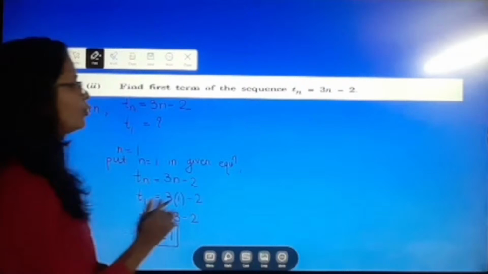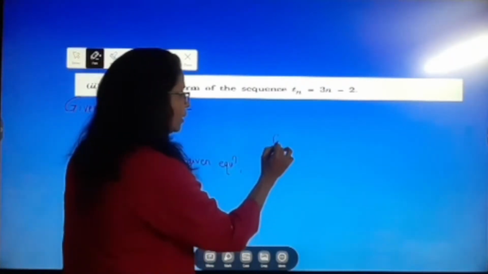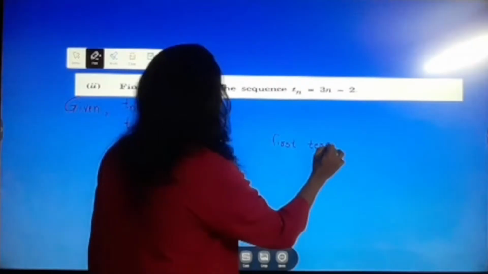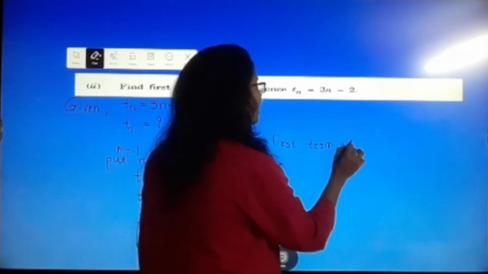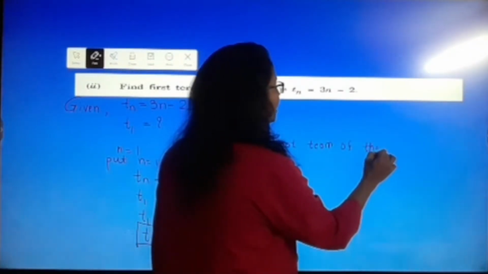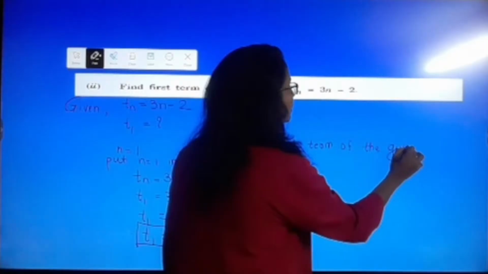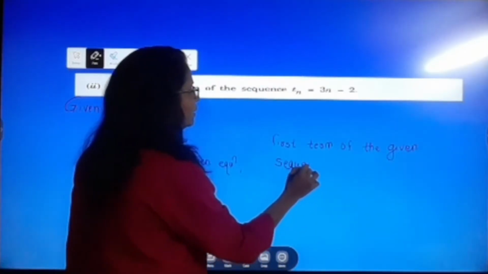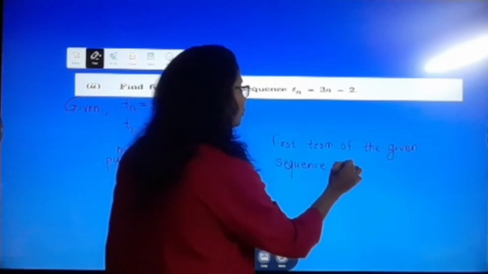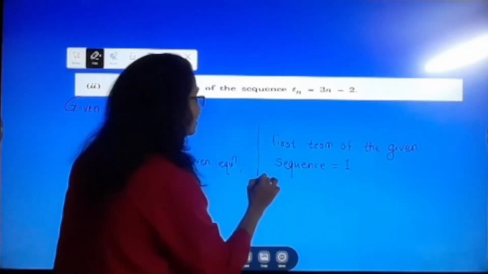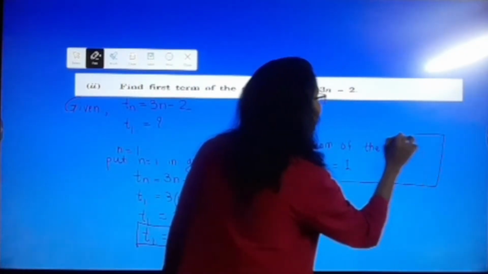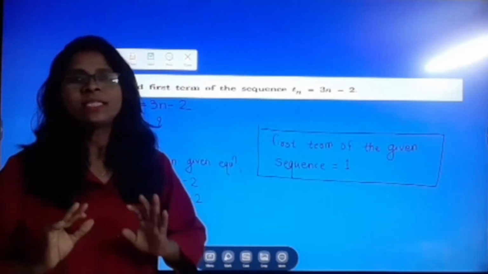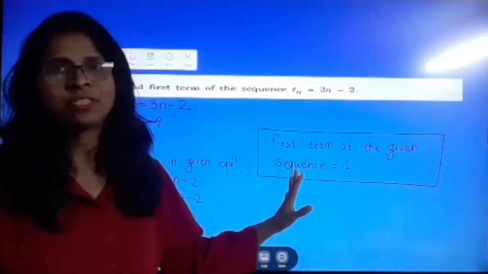So finally I write: the first term of the given sequence is equal to 1. Okay students, this is our final answer, and you should always place it in a box.